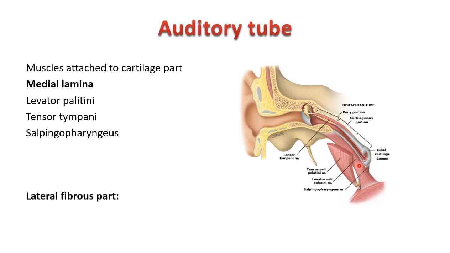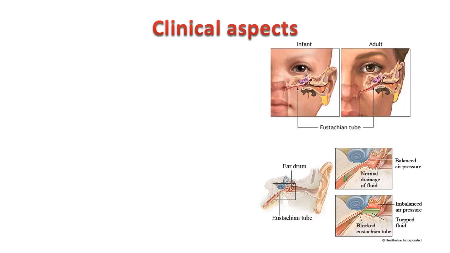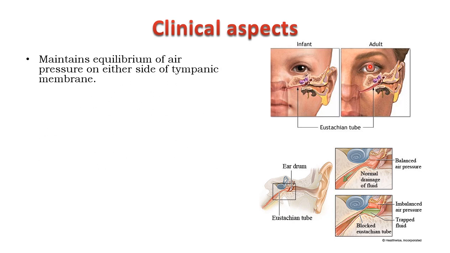And from the lateral lamina you have the tensor veli palatini muscle, that is cut to show the tube. During swallowing the tube has to open, which also tenses the palate. That is why this muscle is also called the dilator tubae. Coming to the functions of the auditory tube, as I told you, it maintains equilibrium on either side of the tympanic membrane.